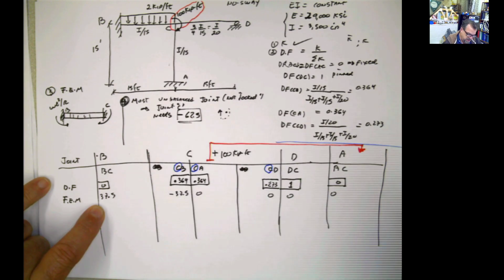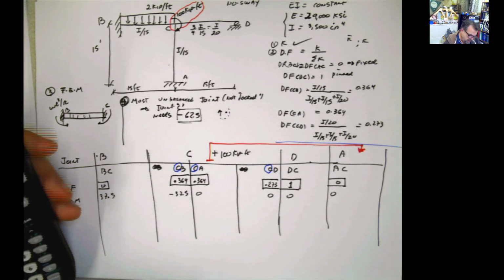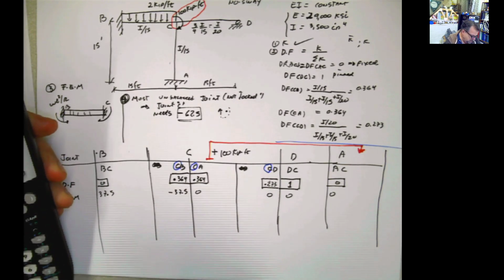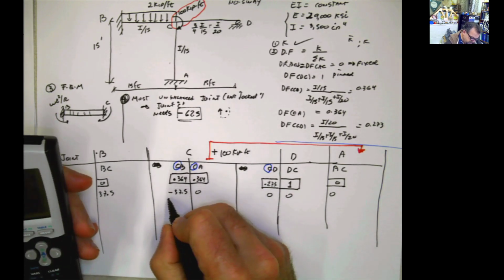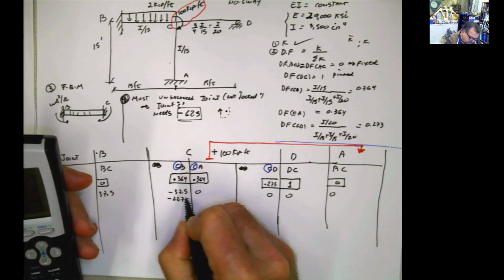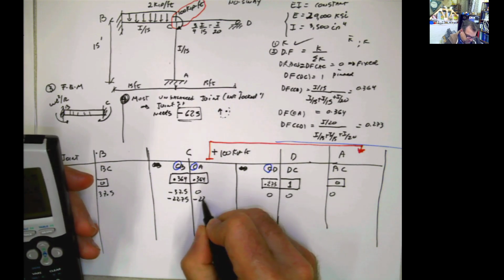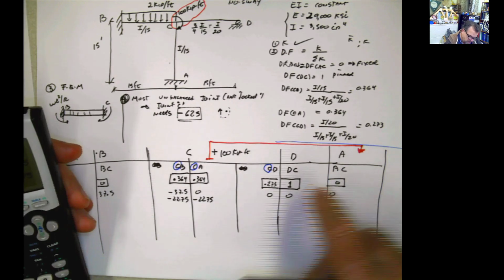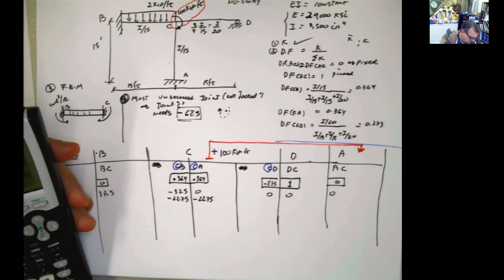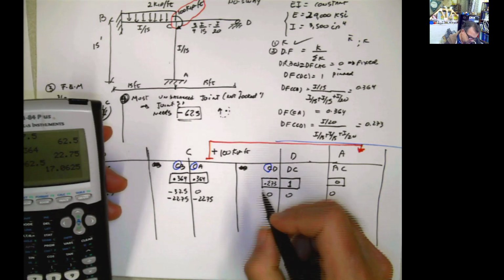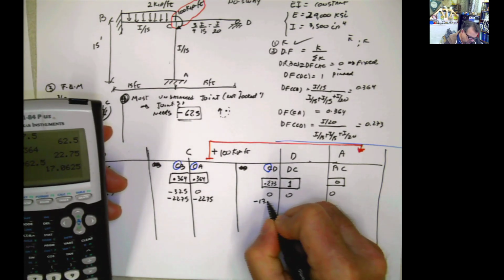62.5 has to be distributed here. So if I multiply that 62.5 times 0.364, that's going to be negative 22.75, which is the same thing transferred to this joint because it's the same distribution factor. Now for this one, it will be 0.6273 times 62.5. That is negative 17.06.